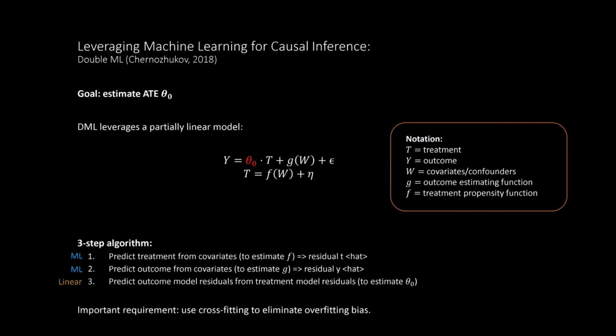At a high level, it's a three-step algorithm. In the first two steps, we make a prediction of treatment and outcome from the confounders using arbitrary models. In the last step, we take the residue from the first two steps and use a linear model to predict the outcome model residue from the treatment model residue. The slope of this regression model can be interpreted as the estimated average treatment effect on the outcome.